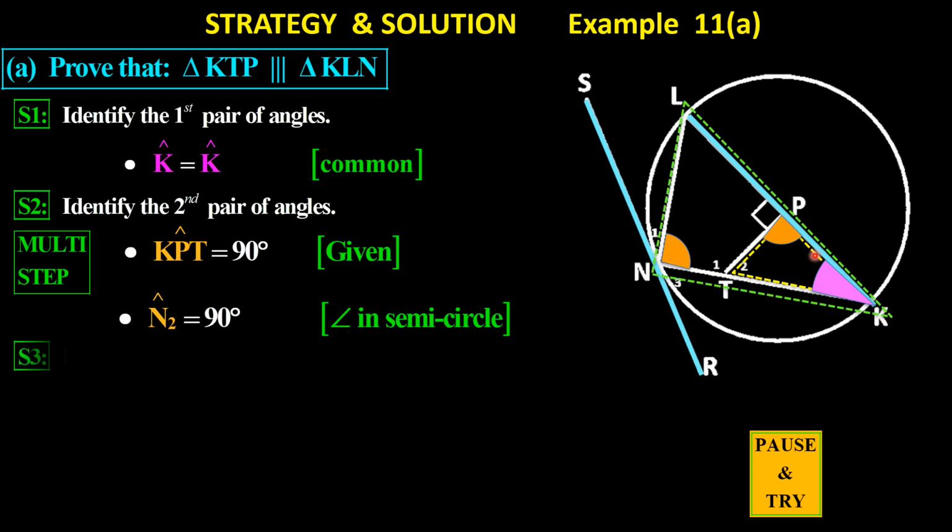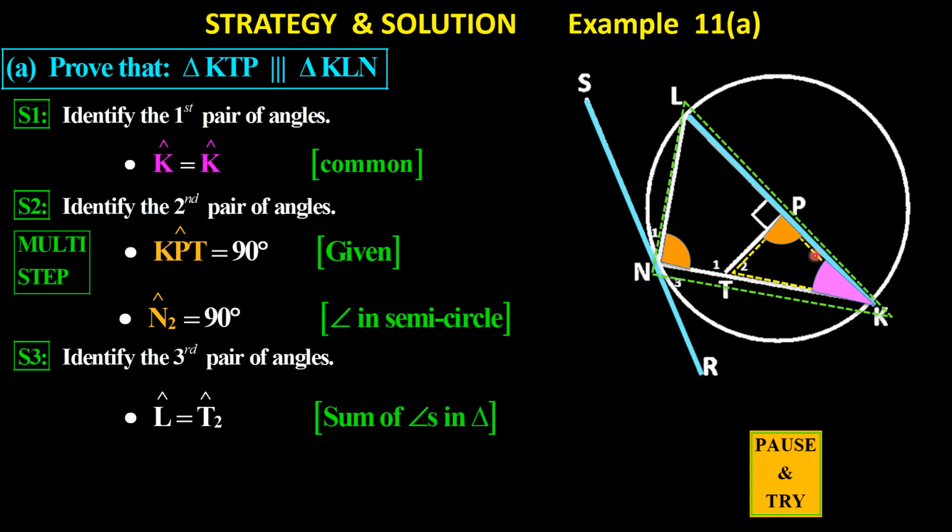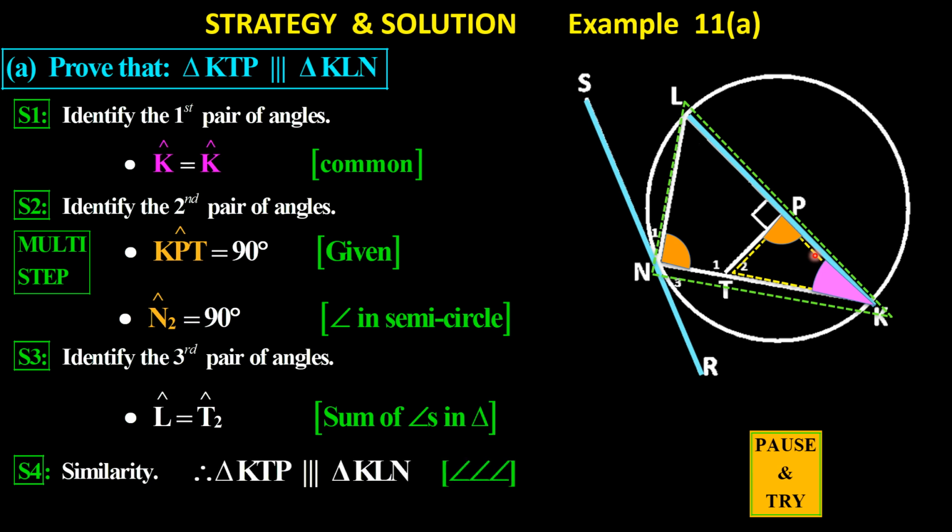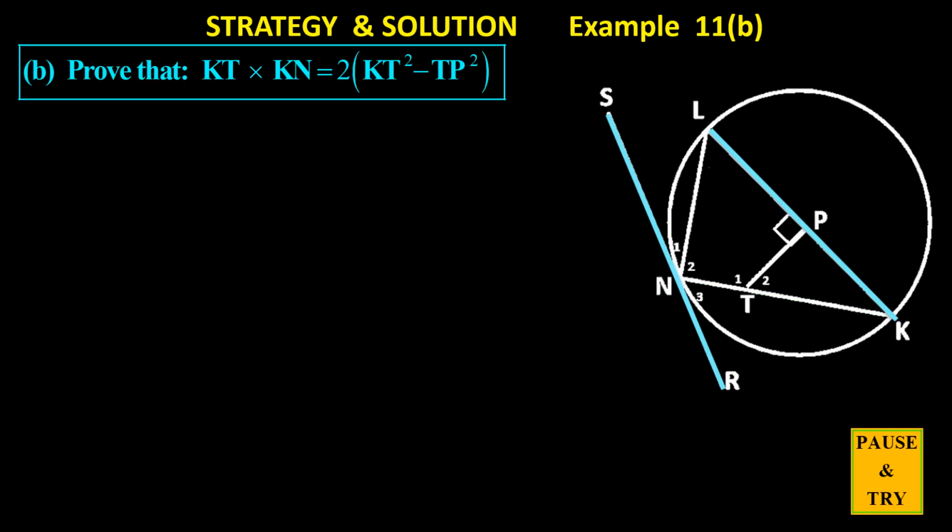Very easy. So the third angle there would be T2 with L. So T2 matches with L, and that's the sum of the angles of a triangle. Therefore, triangle KTP is similar to KLN, and we just write down angle, angle, angle. And then we've proved that. Very easy. Now let's consider the second part of the question.